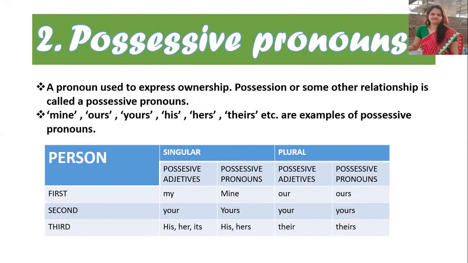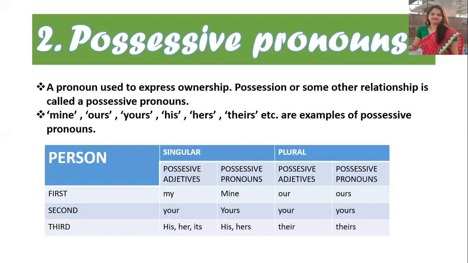Now, rules of singular, I'll explain to you. For possessive adjectives you use my, your, his, her, and its. My you use for first person, your for second, and his, her, and its for third person. On the other hand, if you talk about possessive pronouns, my will change to mine, your will change to yours, and for his, her, and its, in pronoun you will use only his and hers. Its will not come. Okay, its will not be included.